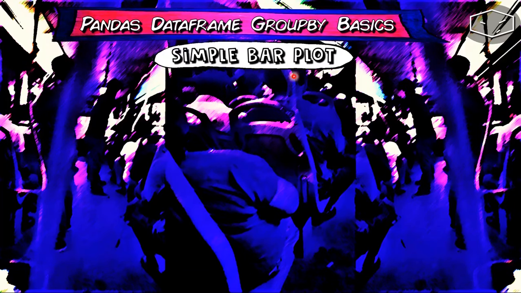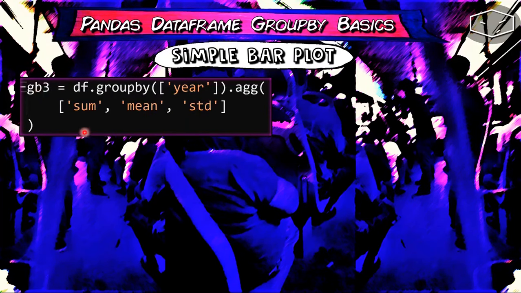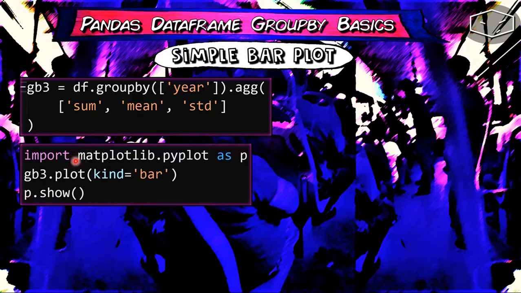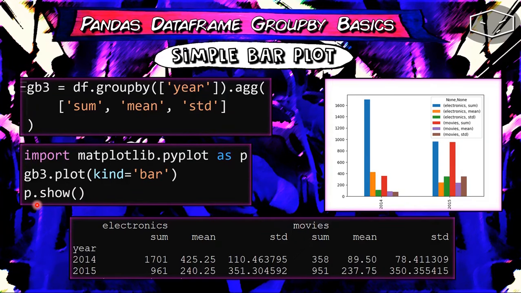To do the simple bar plot, we just needed to take the previous example and import matplotlib. Then we needed to plot the data from this group, and we needed to say it was a bar chart. Then finally show.